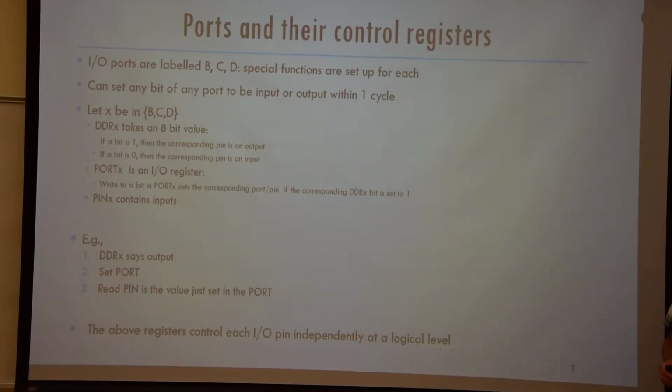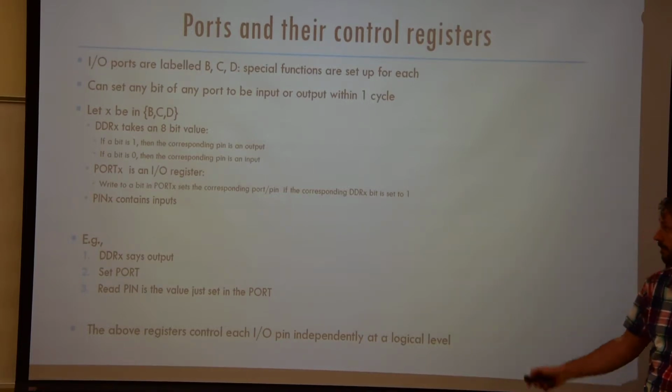When we talk about ports, they're labeled B, C and D on our Atmega processor. Then you can set them up for reading and writing, and the way to do this is to use this directional register and set the bits accordingly to which pins on that port, B, C or D, or X over here, will correspond to an output or an input.